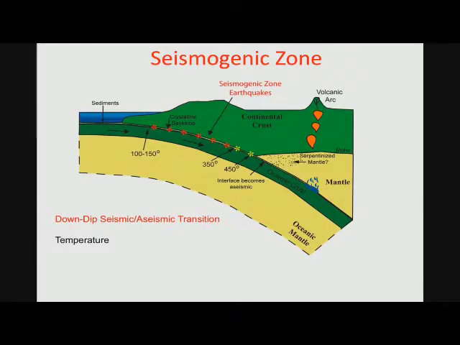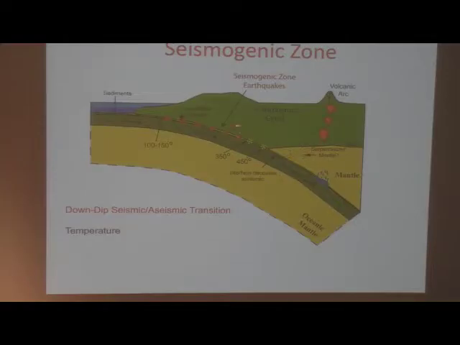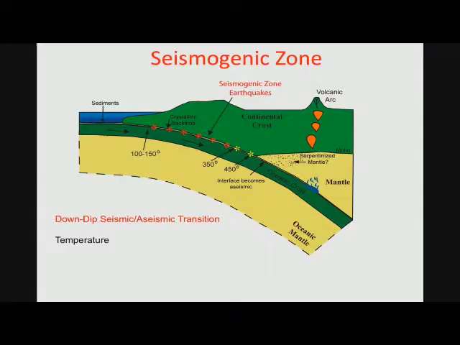Okay, so what about the down dip? What are thoughts about why we transition from velocity weakening to velocity strengthening, or stick slip earthquake behavior to stable sliding at the down dip edge? Here, many people have pointed to temperature, and this transition tends to occur at different depths, maybe somewhere between 30 and maybe 50 or so kilometers for different subduction zones. And most people think that it corresponds to temperatures at maybe 350 degrees or so. It may be temperature related.